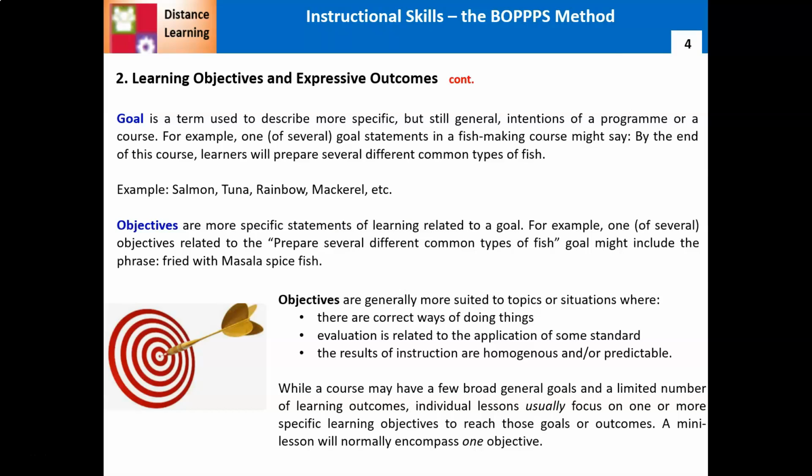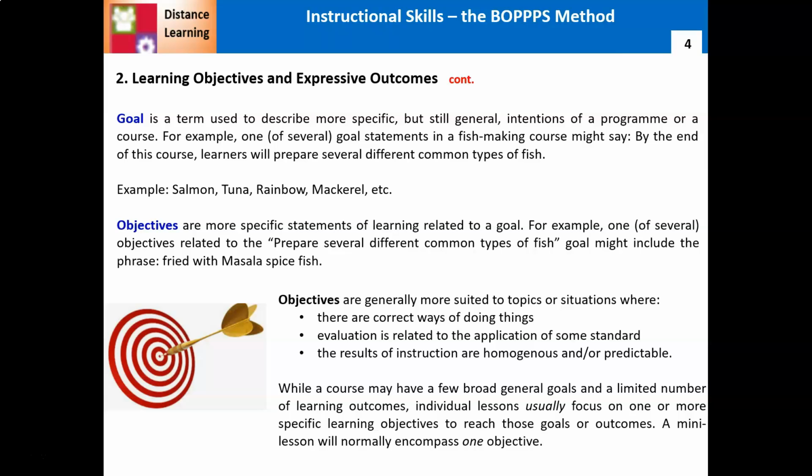So the goal is the term used to describe more specific but still general intentions of a program or a course. For example, one goal statement in a fish making course might say, by the end of this course, learners will prepare several different common types of fish. So this is broader because we have different types of fish and different ways of preparing fish. So here it is not specific. The statement is more general. We have different types of fish like salmon, tuna, rainbow trout, mackerel, and so on.